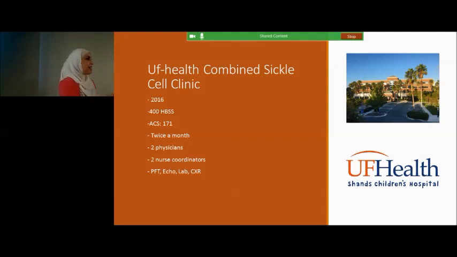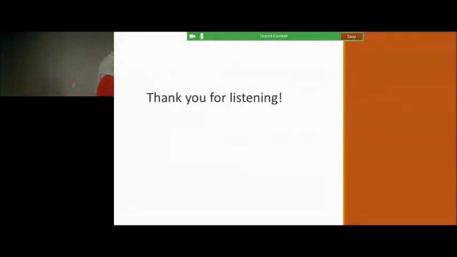We're in the process. So we started this clinic last year. We have almost 400 sickle cell patients. We have 171 patients diagnosed with acute chest syndrome, and we can perform in-clinic pulmonary function tests and blood testing for the hematologist. We can perform echoes and chest x-rays in that clinic. So I just wanted to give you a little brief about what we do. And thank you for listening.